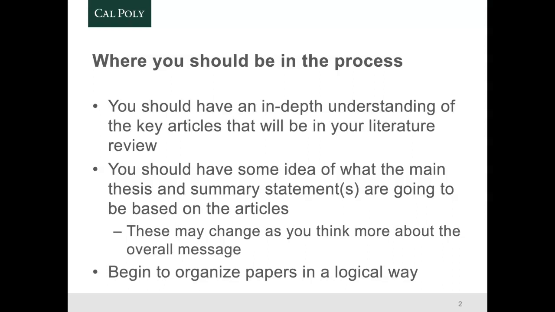But you definitely want to have an idea about what your main thesis statement is going to be for your paper. I want you to think about, for your thesis statement, thinking about those 10 articles, what is the main question that you're going to answer in your paper? And what are the main concluding points that you're going to make? And what should future research look like?